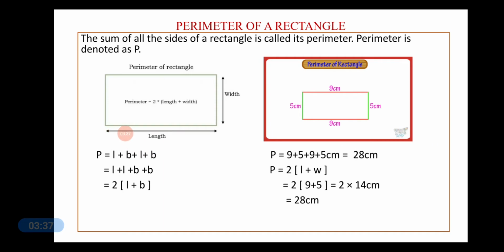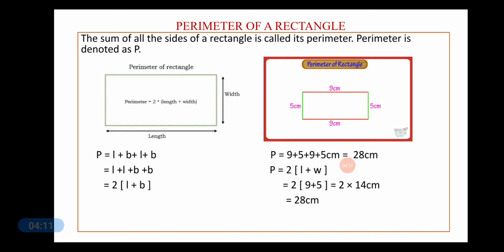Here, this side is given as length and this is the width. The width is also known as the breadth. So there are 2 breadths over here and 2 lengths over here. So the perimeter of this rectangle will be the sum of all the sides, that is length plus breadth plus length plus breadth. Since you have 2 lengths and 2 breadths, you can write it like this, and ultimately the perimeter of a rectangle will be equal to 2 into (length plus breadth).